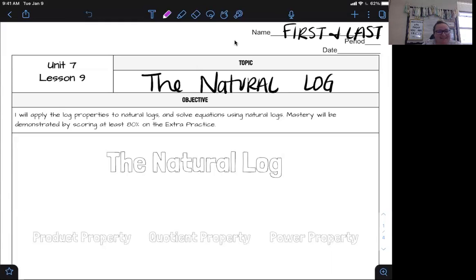So our objective today is I will apply the log properties to natural logs and solve equations using natural logs. Mastery will be demonstrated by scoring at least an 80% in the next practice.